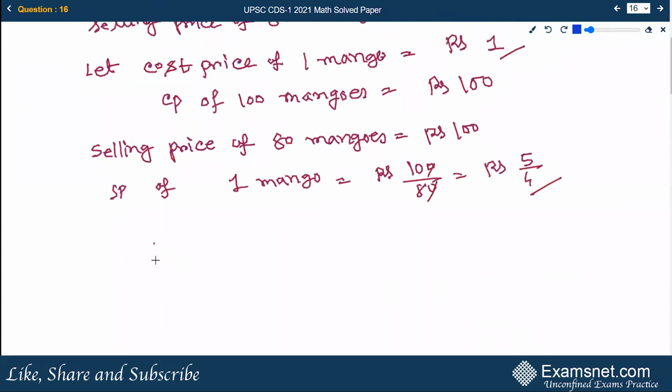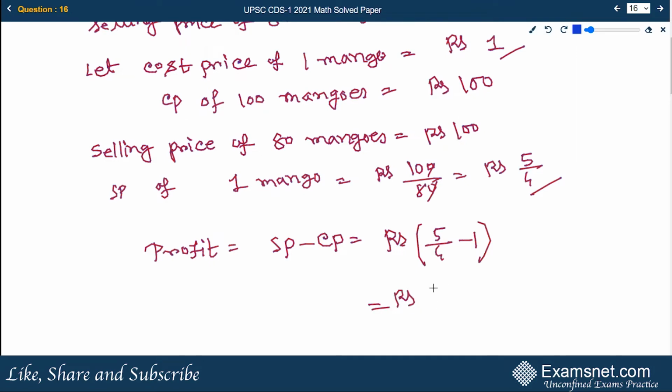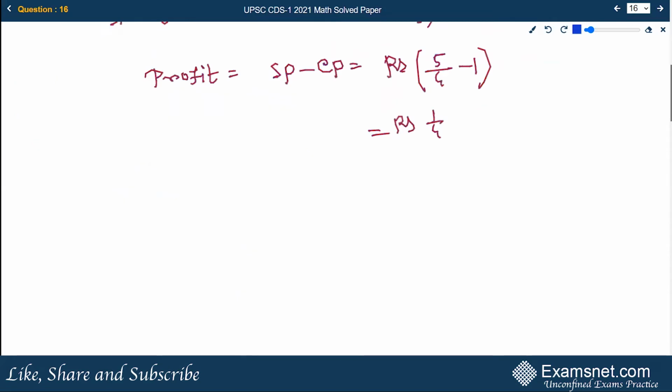So I can find profit, that is SP minus CP. So that is ₹5 by 4 minus 1. So I'll be given with 1 by 4. Now they have asked to find the profit percentage.